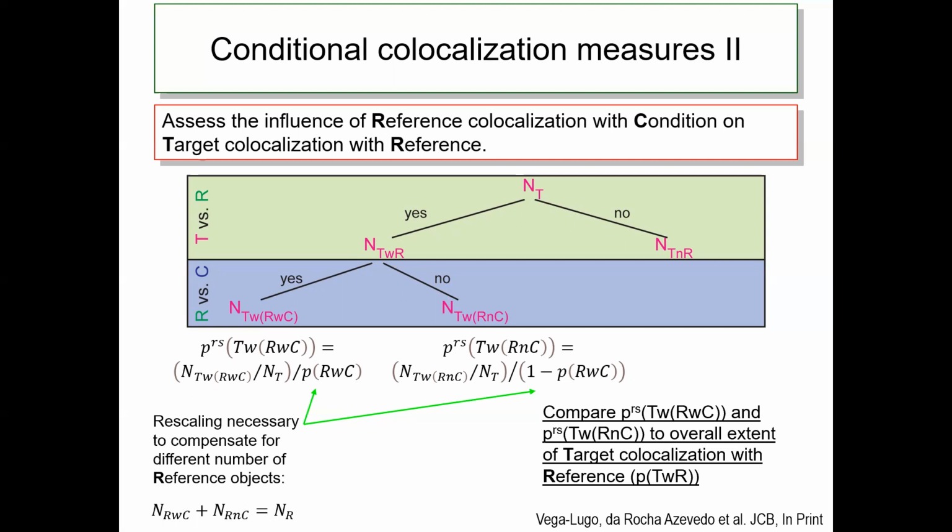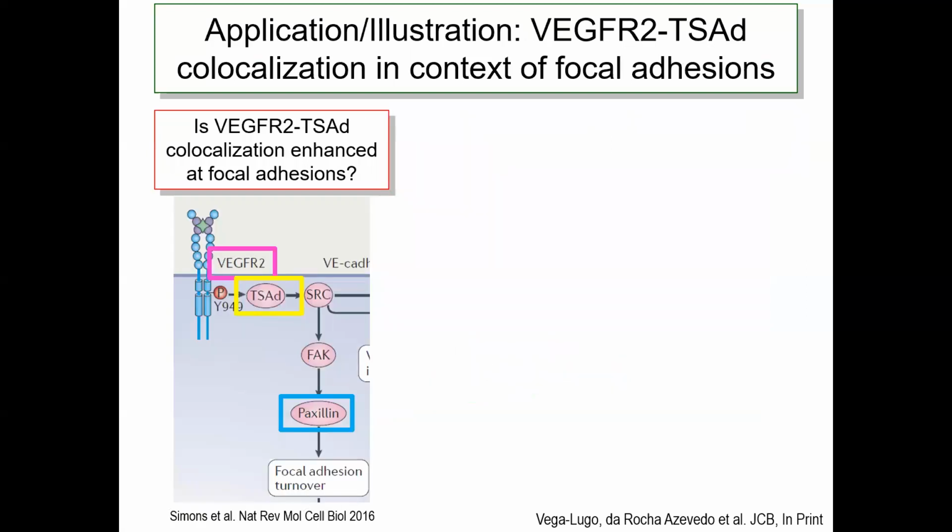Rather, I'm going to show you one example to both illustrate the method and show you what kind of results one can learn from it. So our application is focused on the cell surface receptor VEGFR2 and its downstream adapter TSAd. And we were interested in basically learning whether the interactions, as reflected by colocalization between VEGFR2 and TSAd, would be enhanced at focal adhesions.